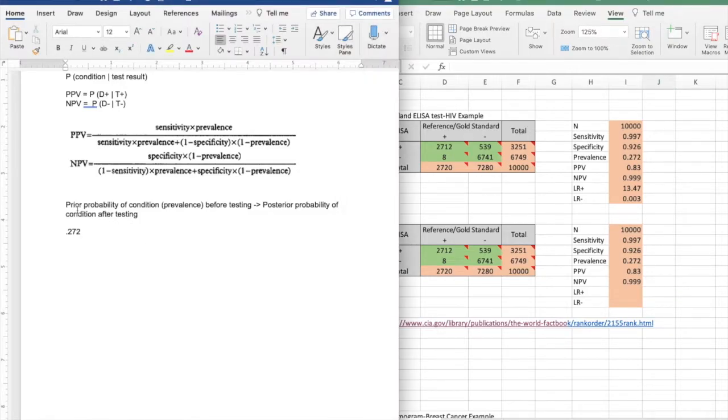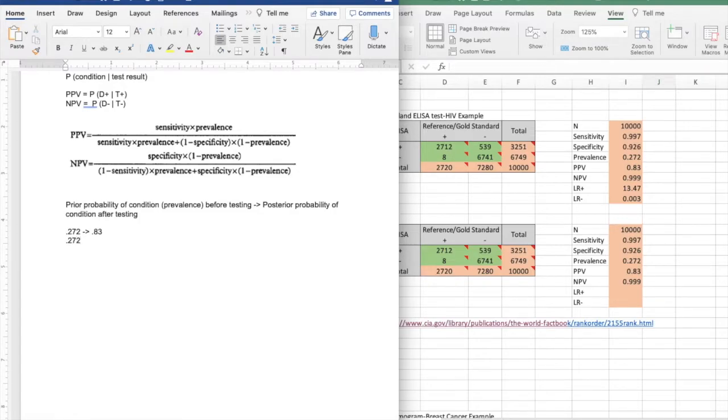But we have our prior probability of the condition, which is our prevalence, and then we turn that into a posterior probability of the condition after testing. So our posterior probability for having the disease, if we test positive, is 0.83. So we go from a random person walking in the clinic already having a 27.2% chance of having HIV. They test positive. Now they got an 83% chance of having HIV.